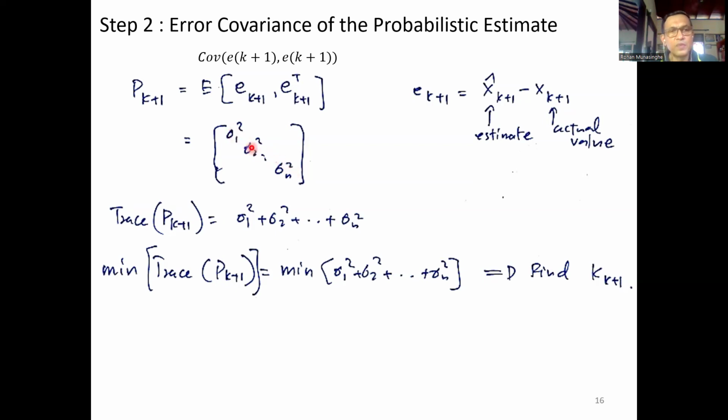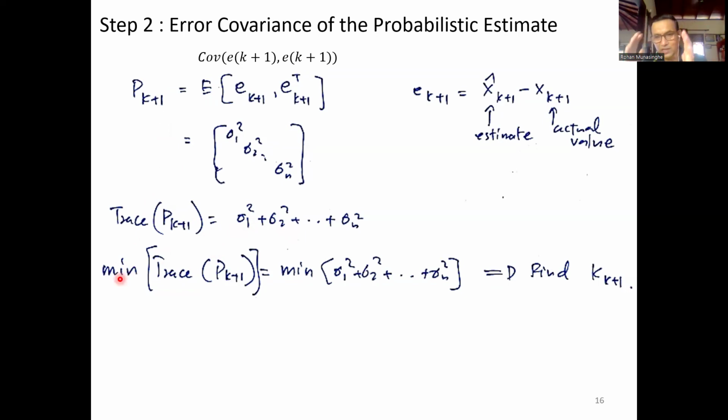Because it's a multi-state thing, we want to add them together, sigma 1, sigma 2, and all. These are all squares, so they're not canceling out each other like positive and negative. You add them together. When you add the diagonal elements of a matrix, we call it the trace. The trace of P k plus 1 is actually sigma 1 square plus sigma 2 square and so on. And you want to minimize it.